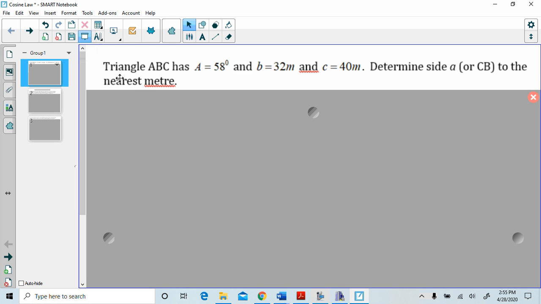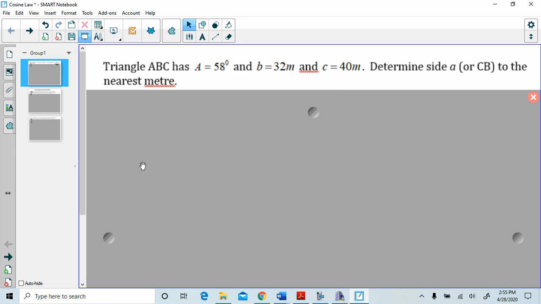This will be about using the cosine law. In this scenario, we have a triangle labeled ABC with an angle of 58 degrees across from corner A, 32 meters across from angle B, and 40 meters across from angle C. So the goal for this is going to be to determine the side length A, or if you're looking at the fully labeled triangle, the line of CB. And we're going to round this to the nearest meter.